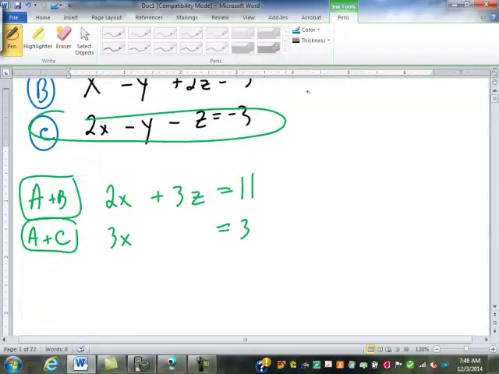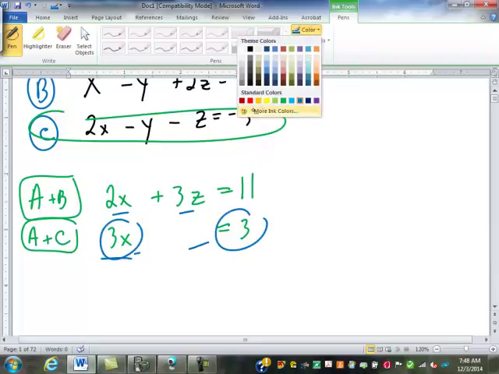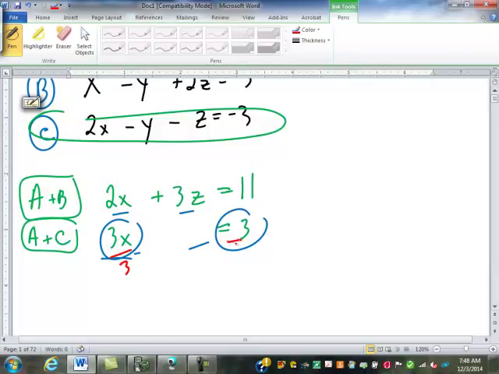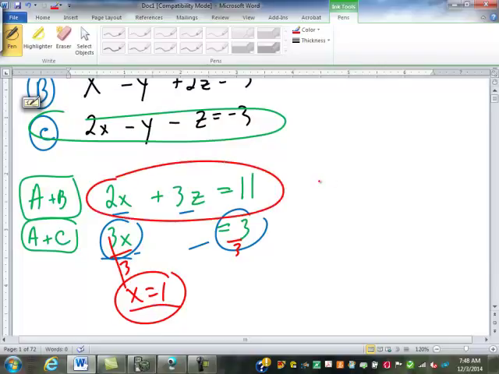Normally at this point we would have a system of 2 equations and each would have 2 variables. But something really cool happened in this second one. The Z disappeared too. So we just got 3X equals 3. We can just go with that. Divide by 3. X equals 1.